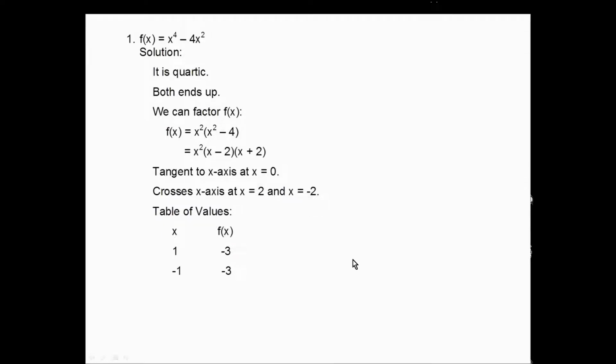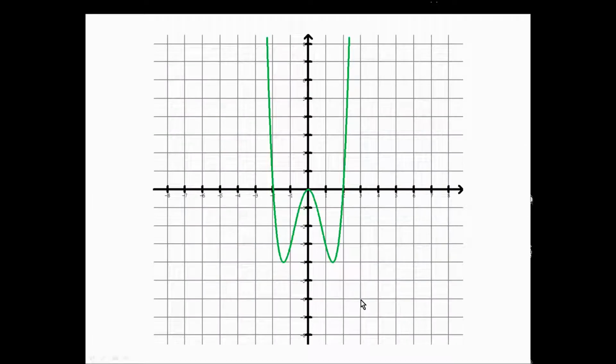So I'm going to make a little table of values. Now I already know that both ends are up. What I'm going to do is plot values of x that are halfway between consecutive x-intercepts. So halfway between 0 and 2 is 1. So I plug in 1, I have 1 minus 4, which gives me -3. Halfway between -2 and 0 would be -1. -1 to the 4th is also 1. -1 squared is also 1. So I still have 1 minus 4, which is still -3. And remember, I've got my x-intercepts, 0, 2, and -2, and I've got these points. So there's my x-intercepts.